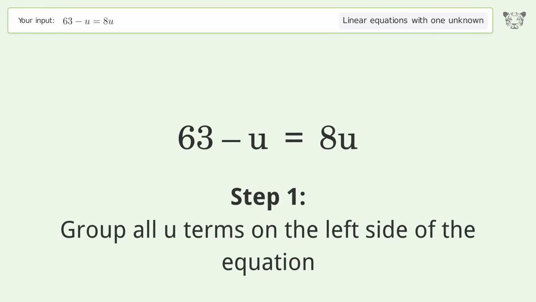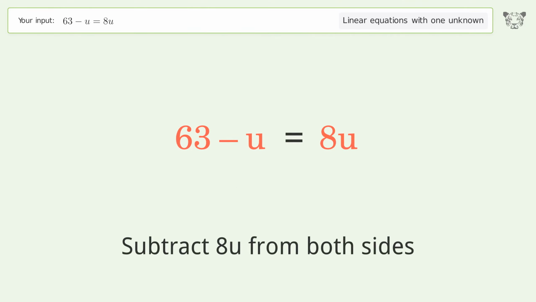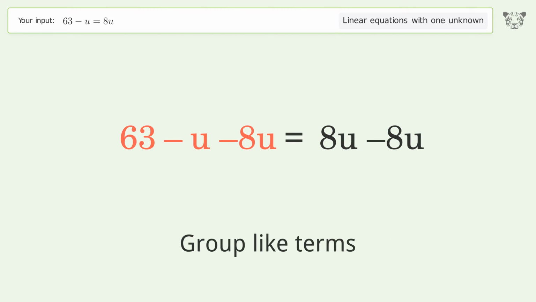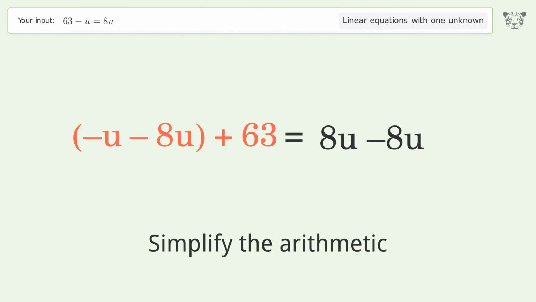Group all u terms on the left side of the equation. Subtract 8u from both sides. Group like terms. Simplify the arithmetic.